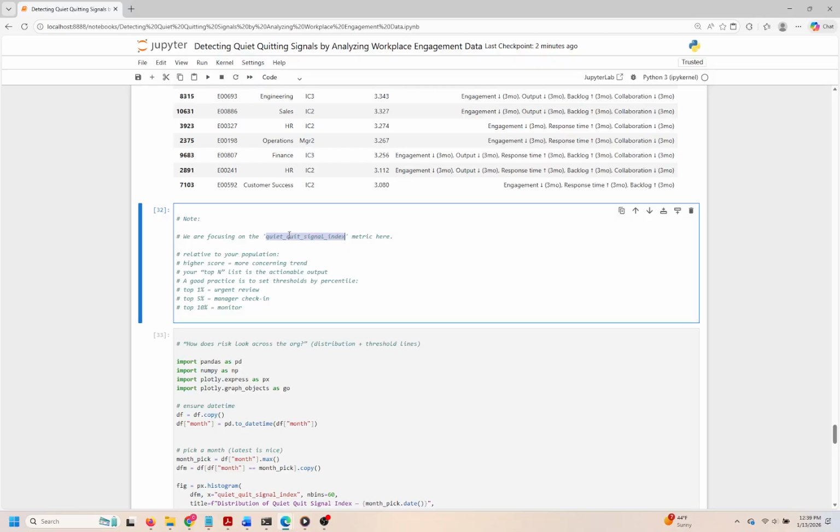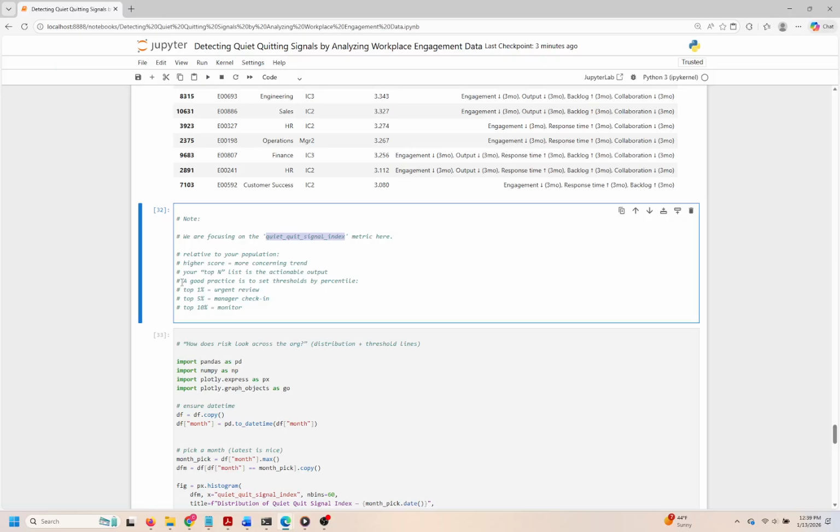The central idea is that a higher score on this index signals a more troubling trend. This allows organizations to take proactive measures before it develops into a larger issue. In practice, we're going to derive a top-N list from these scores, which will serve as our actionable output. By focusing on a carefully considered selection based on their scores, we can prioritize who needs attention.